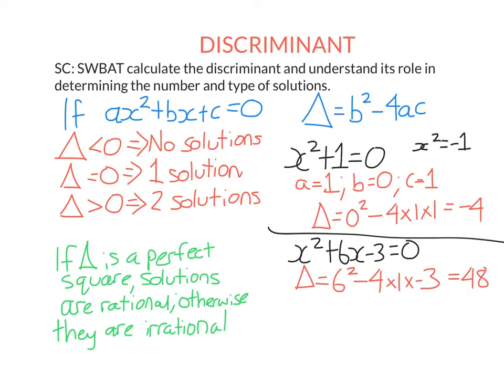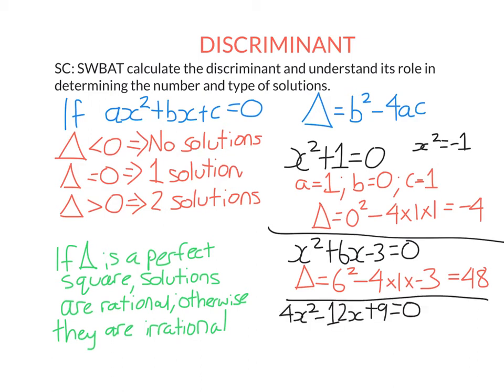That's very helpful because if we wanted to factorize this, we won't be able to find two numbers that multiply to negative 3 and add to 6. But the discriminant tells us that there are two solutions, so we can keep looking and we'll learn how to find those solutions later. Moreover, 48 is not a perfect square, so the solutions will be irrational.